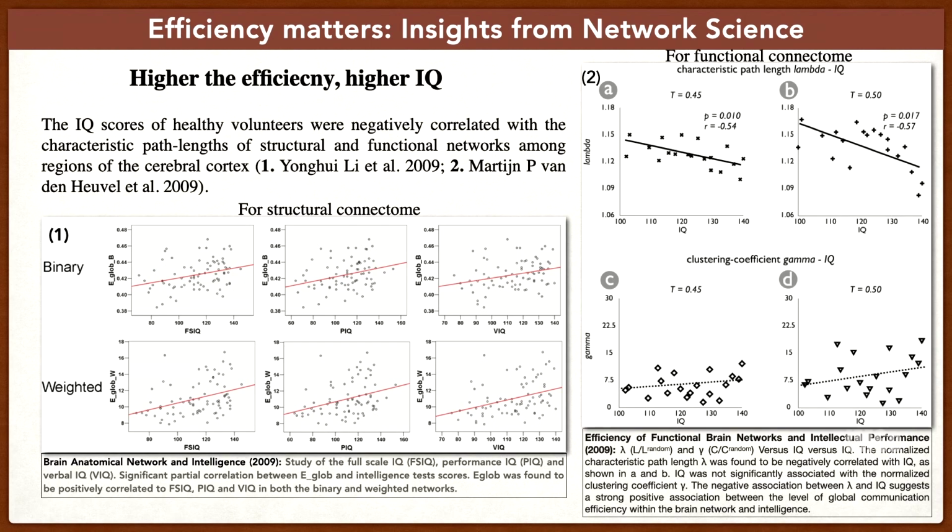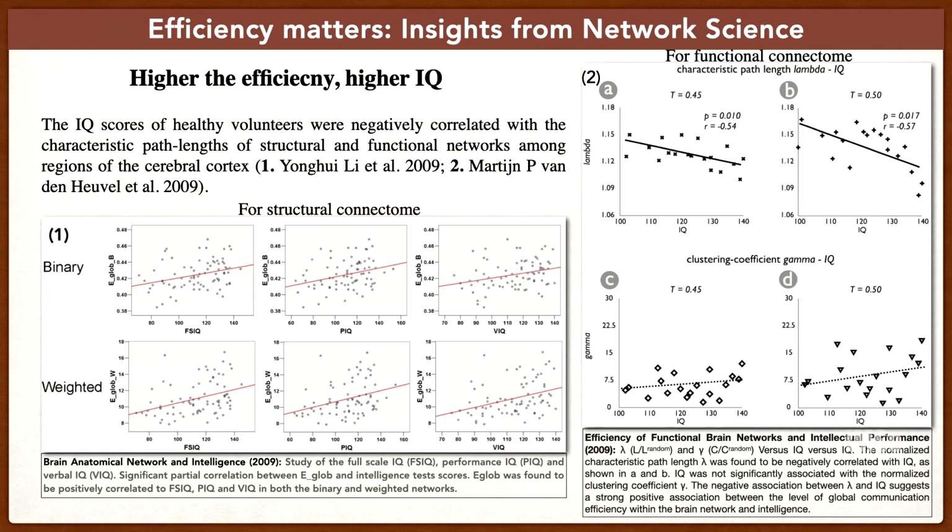So about the efficiency, just studying the efficiency of the connectome can give you information about the brain. Is that how smart you are? Higher efficiency has been shown to be associated with higher IQ, and this has been shown for both the structural connectome as well as the functional connectome. For the structural connectome, which was obtained from DTI, they found that for both the binary network and the weighted network, the global efficiency was correlated with the different IQs measured.